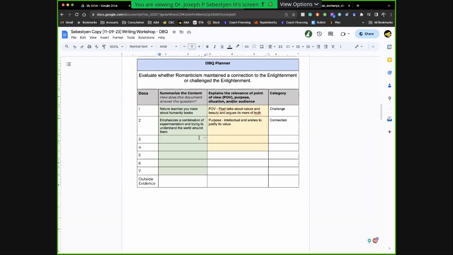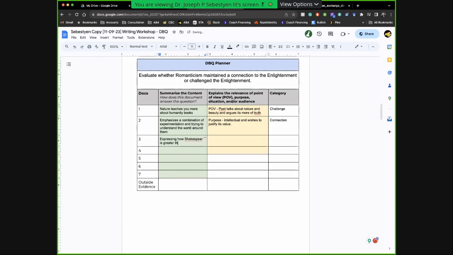This guy is not really a fan of Newton, is he? He is expressing how Shakespeare is greater than Newton, right? And obviously Newton was pretty popular this time. So Newton, you could say situation. Newton popular. A poet is saying Shakespeare is more important.